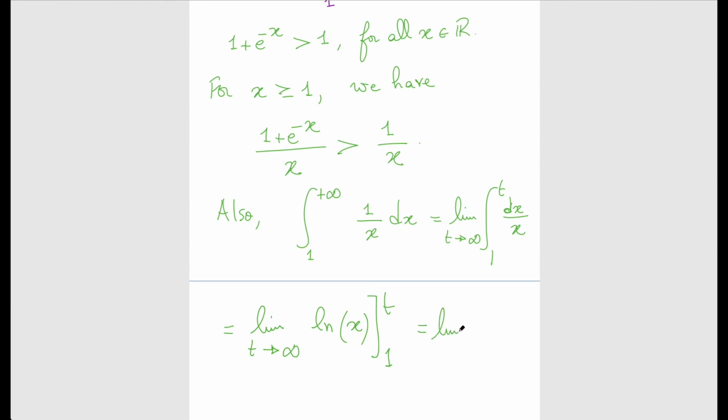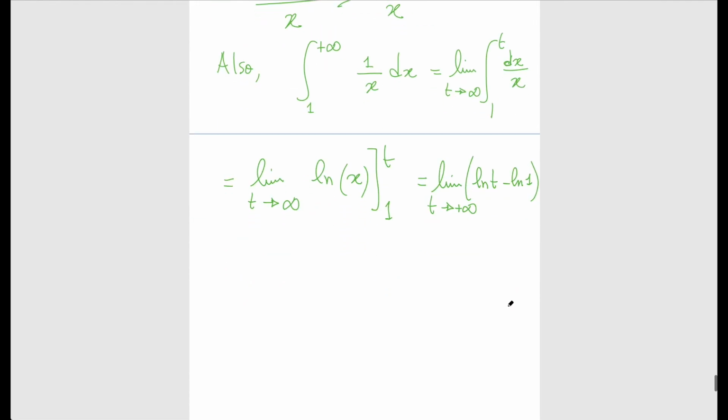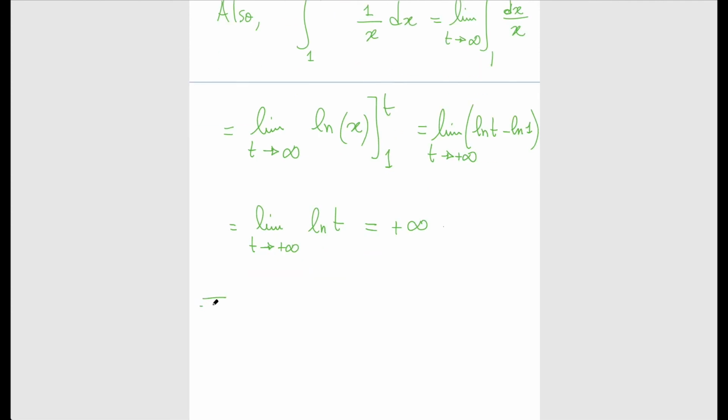And that's the limit as t goes to plus infinity of ln of t minus ln of 1. ln of 1 is 0, right? So this is the limit as t goes to plus infinity of ln of t. And what happens to ln of large values? As t goes to infinity, ln of t goes to plus infinity as well. Correct? So this integral is divergent.